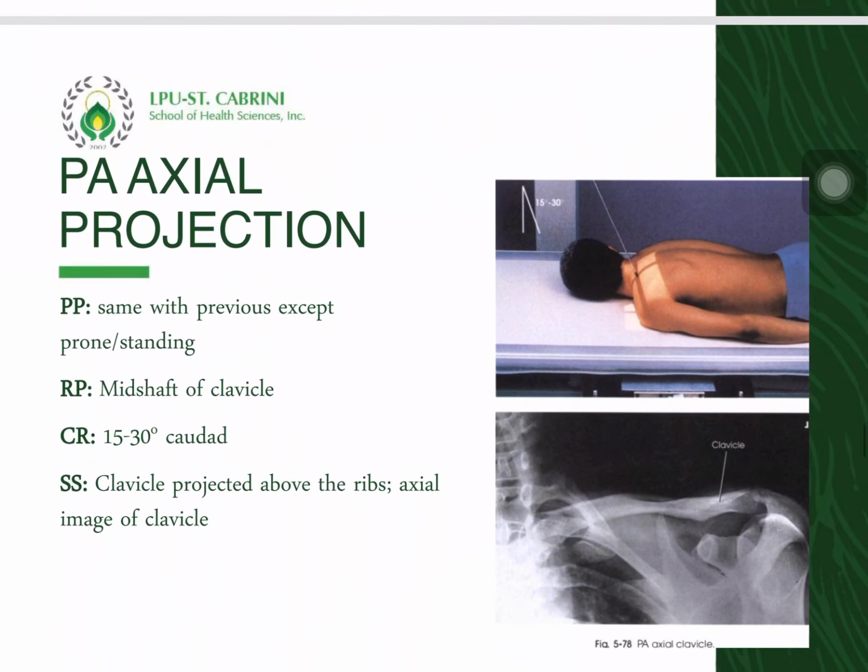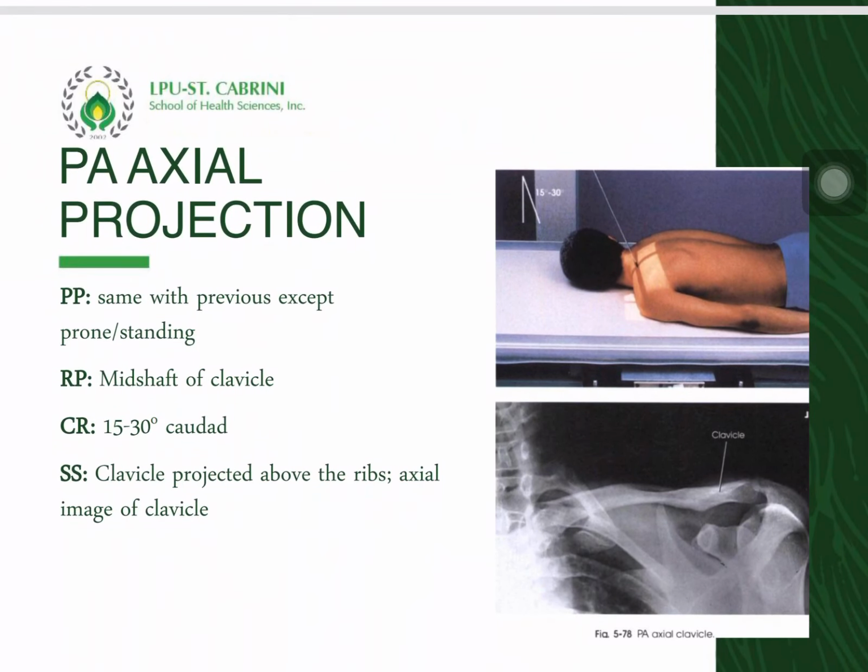Next is the PA axial projection. It is the same as the AP axial, but this calls for a prone position with a 15 to 30 degrees caudal angulation directed to the midshaft of the clavicle. This will also project the clavicle above the ribs, but with an improved image contrast and reduced OID.